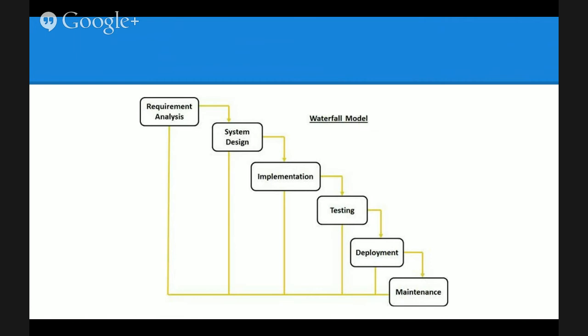4, construction, where the code for the system is finally written. 5, which is testing, where you test the system to make sure it is up and running. And then 6, which is maintenance, where you keep the site up and maintained on the World Wide Web.